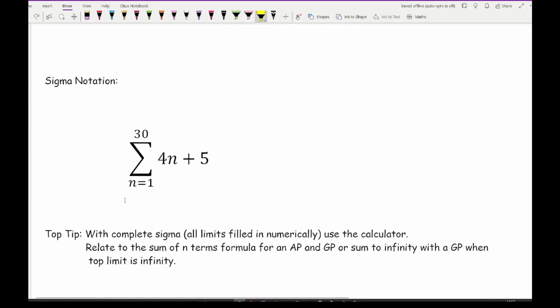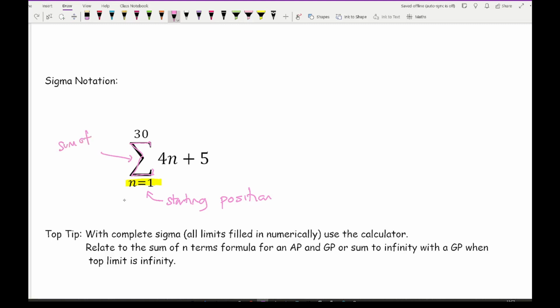Now the next thing you then need to know is sigma notation. Now with sigma notation, there are three general components. So this component here is your starting term, so your starting position. Now sigma basically means the sum of, so this little sigma notation basically means the sum of, or the running total.